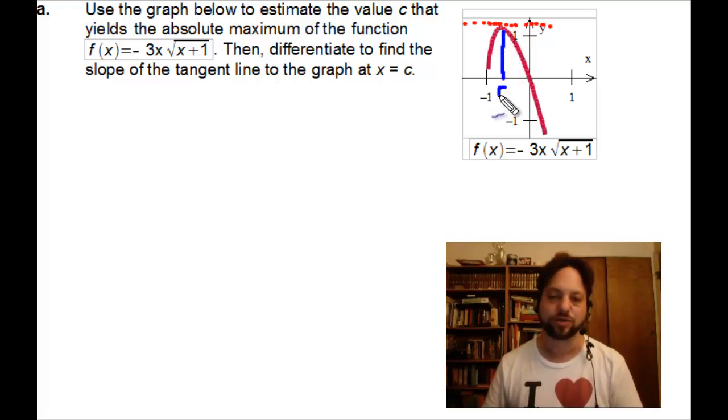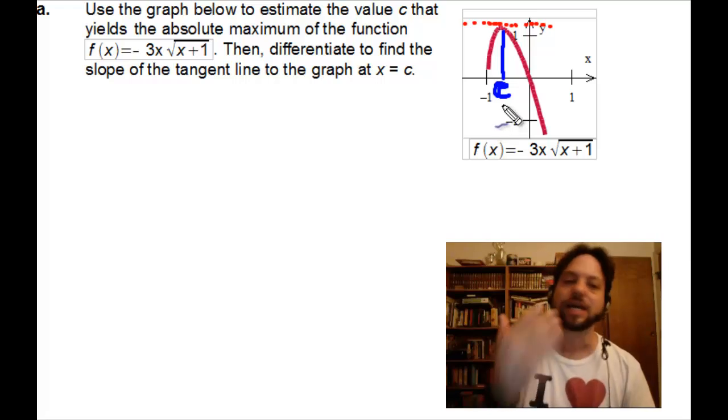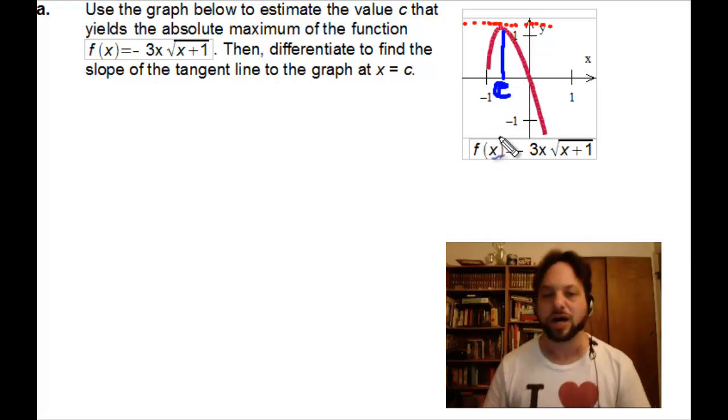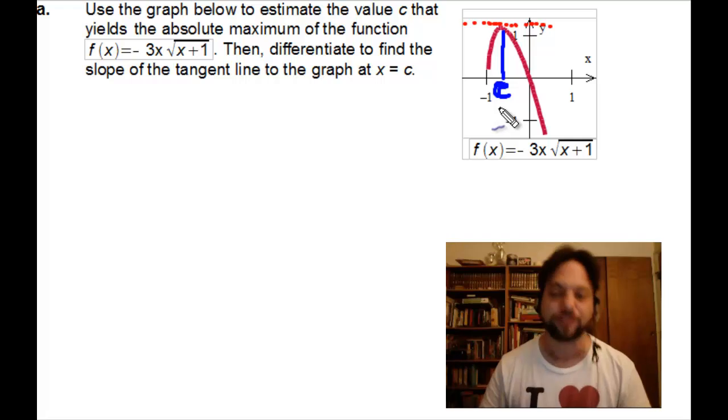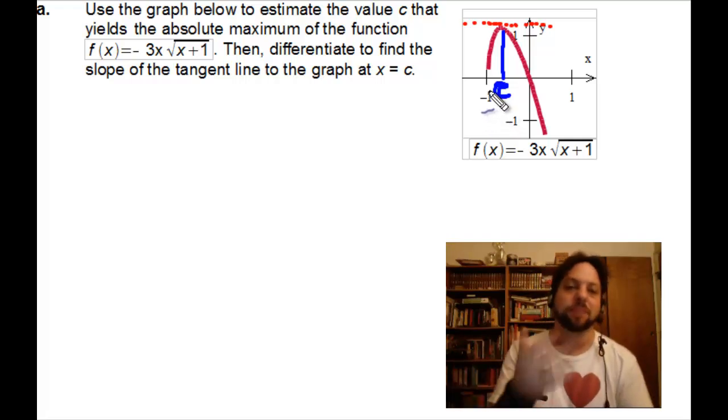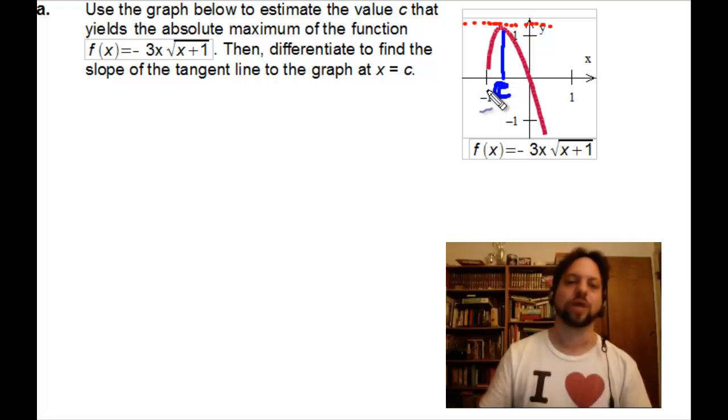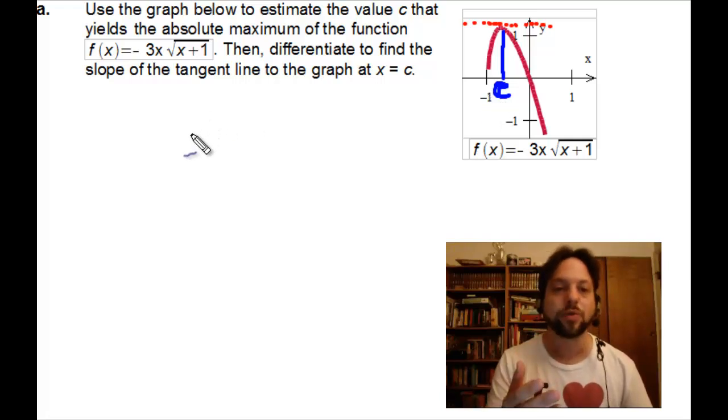In fact, what we're going to do is actually call that x value c. So I want you to go ahead and write down a value for c. It's simply your estimation. I hope it's negative. It should definitely be negative. Maybe negative half or negative 3/4. Not sure, but you take a guess. You write it down. And then what we want to do is differentiate this function.